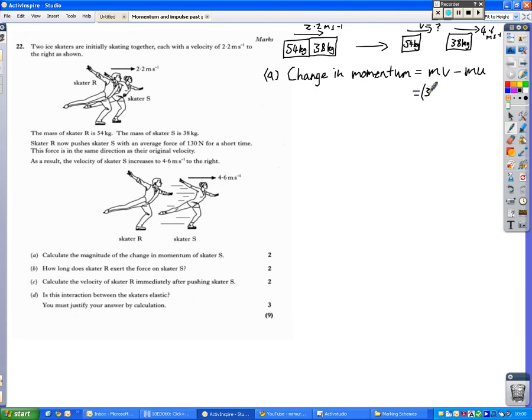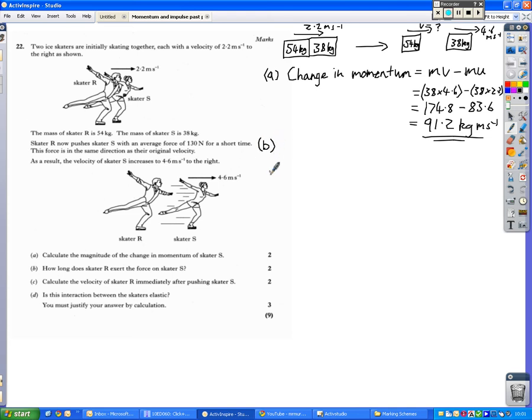So the mass is 38 both times, the final speed is 4.6, the initial speed is 2.2, which gives you 174.8 minus 83.6, giving you a change in momentum of 91.2, and remember that's kilograms meters per second. So that's part A. Part B.